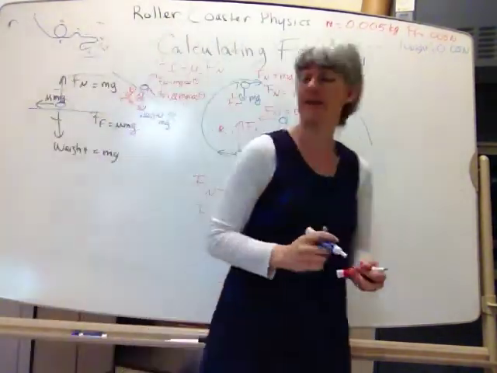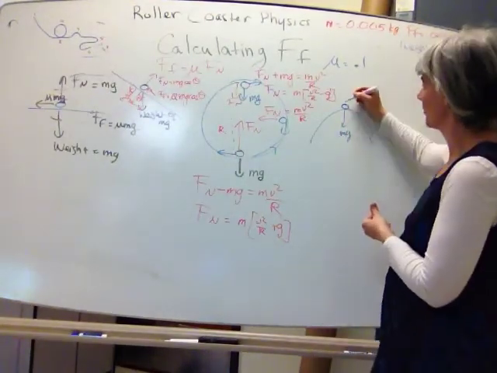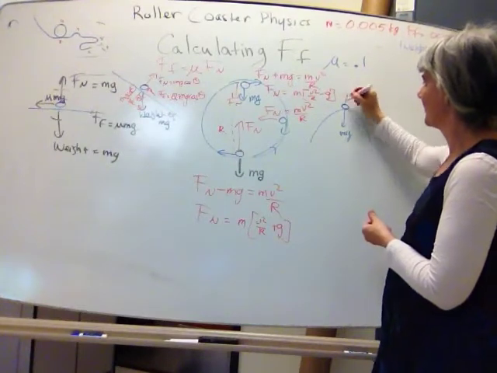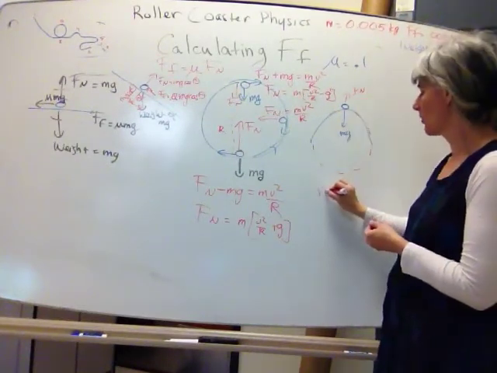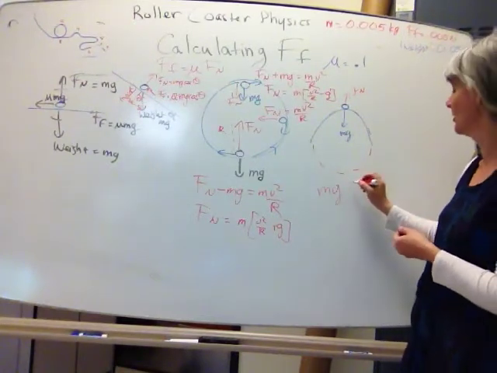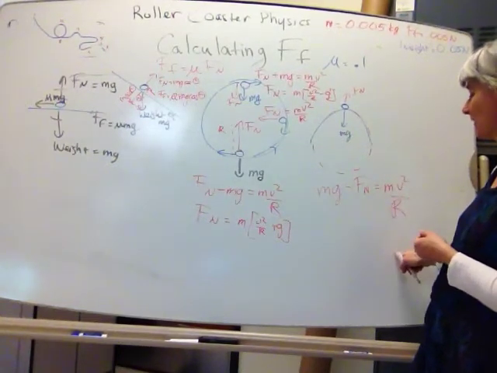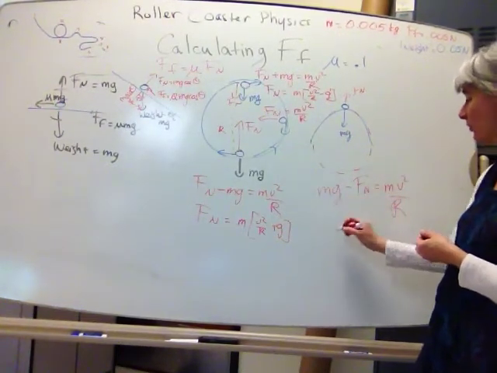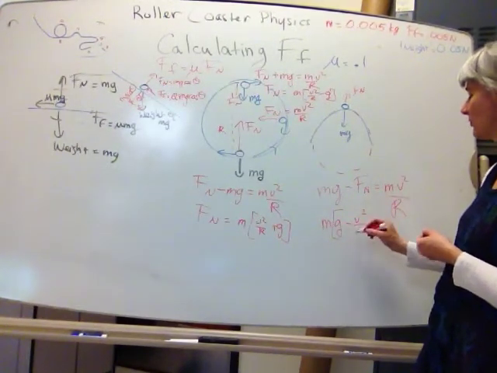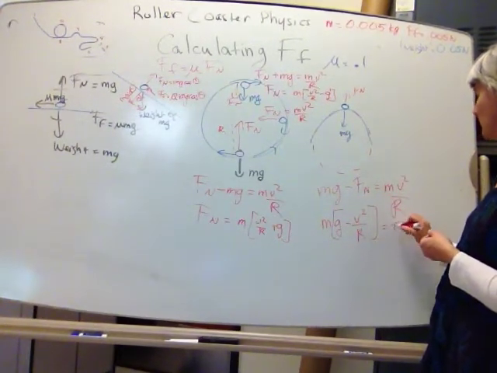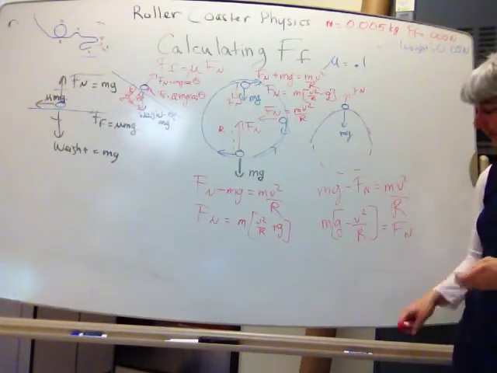Last but not least, on the top of a hill, again, weight goes down. In this case, normal force is going to go up. The center pointing direction is the center of this circle. So gravity is the positive one here. Normal force is negative. That's going to equal the mass times the centripetal acceleration. If I solve this for the normal force, I get mg minus m times g minus v squared over r is equal to my normal force. I'm going to multiply that by the coefficient of friction to get the force of friction.